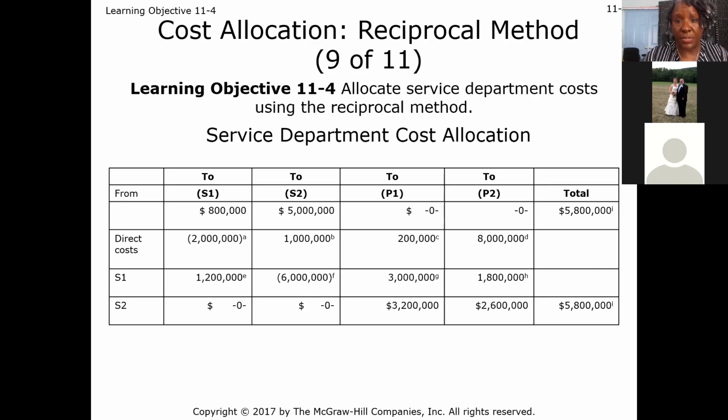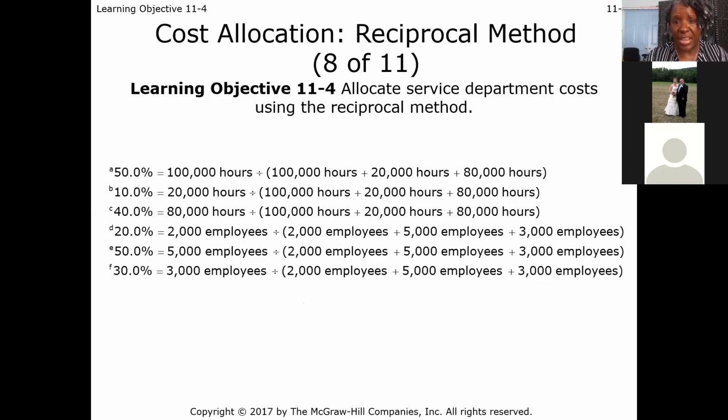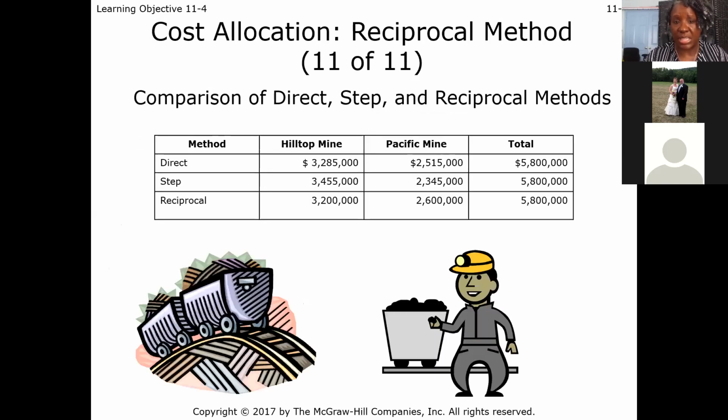I don't recall ever using the step method. I think we've always leaned on the direct method. I think it was easy for us to understand. It was easier for us to communicate. And not only that, it wasn't materially different from any other method they had out there. So we used the direct method.